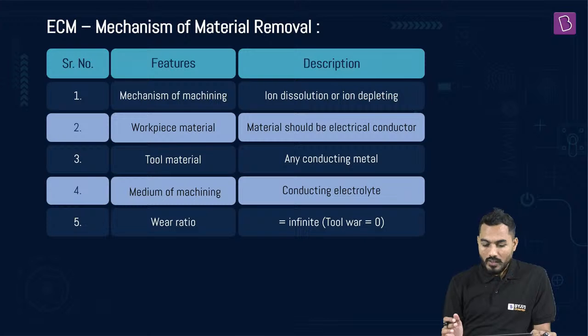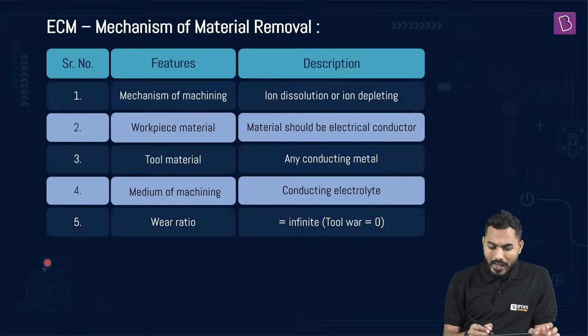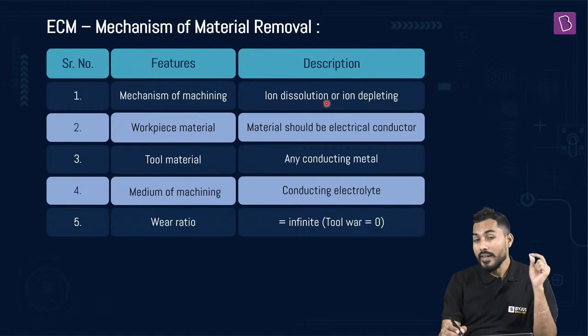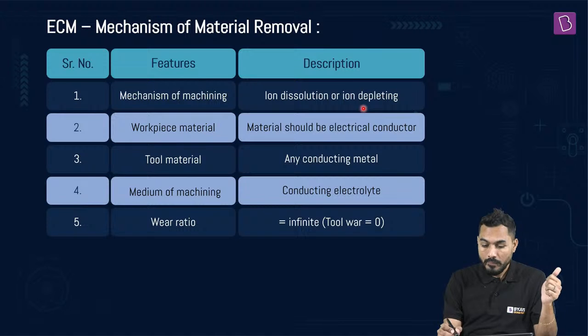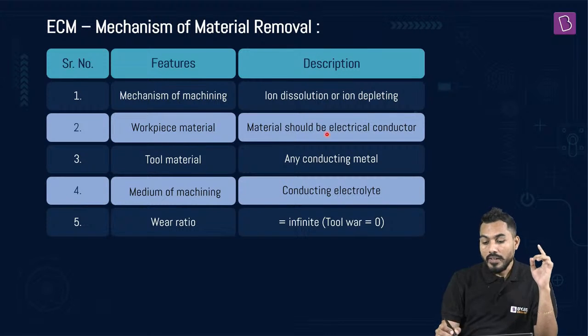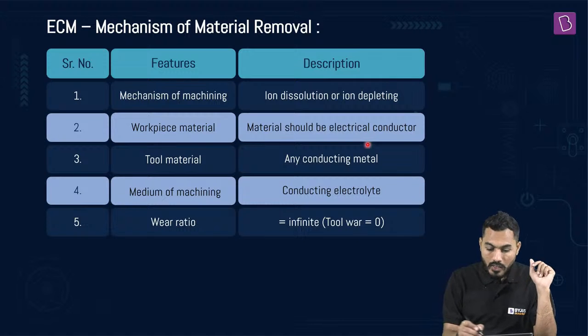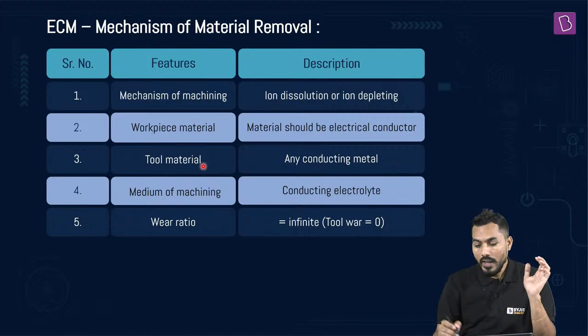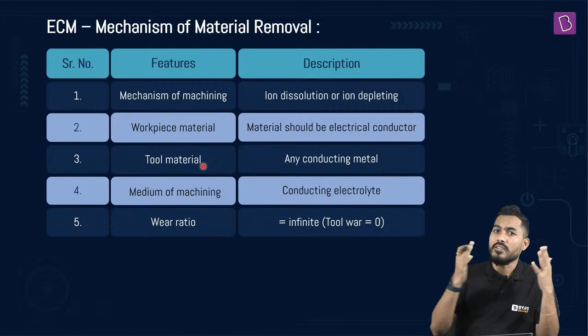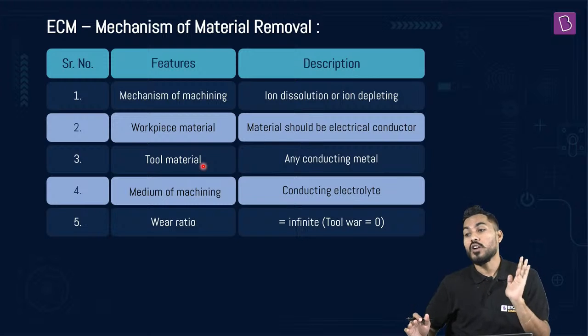Right, fine. So we can easily say that, sir, the mechanism of removal of material is ion dissolution or ion depleting. Workpiece material should be just an electrical conductor. There is no restriction beyond that. Tool material. What would be the tool material? Any conducting metal rod can be considered as a tool material, but it should be a good conductor of electricity.